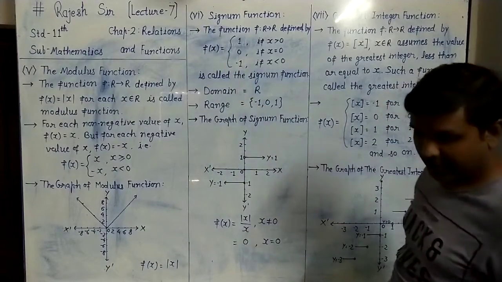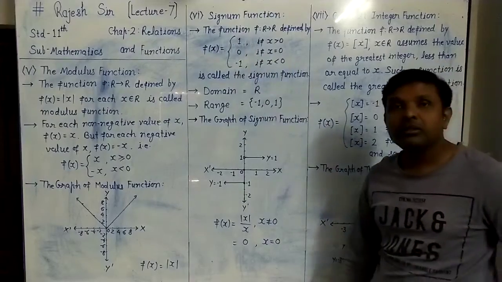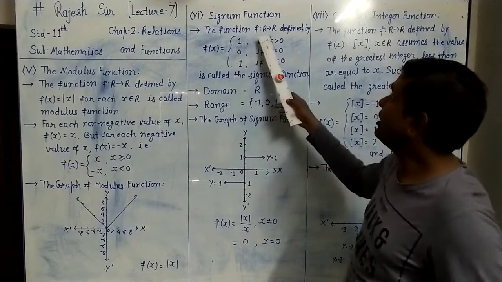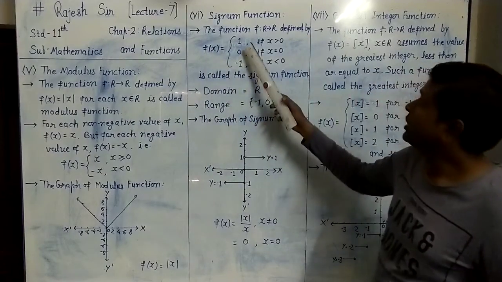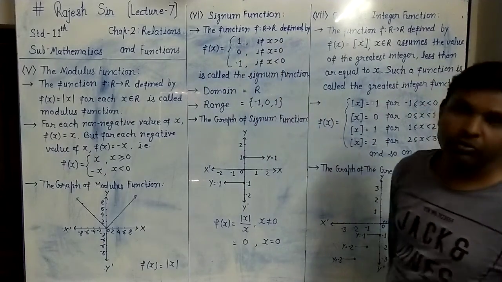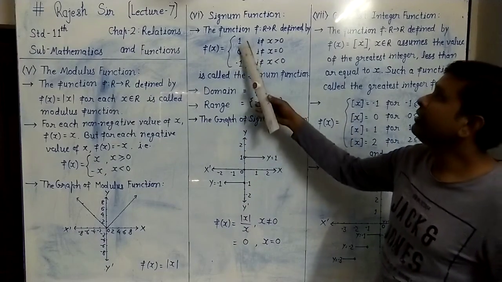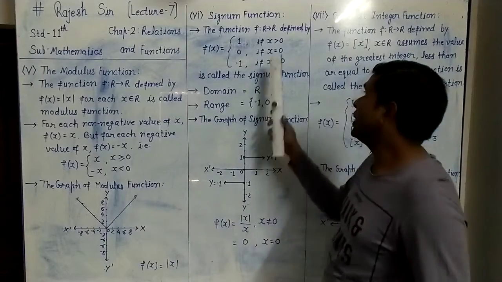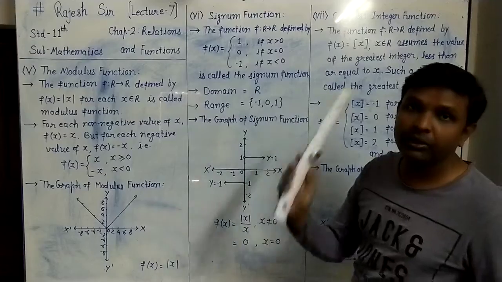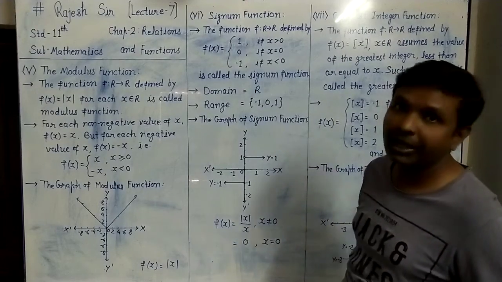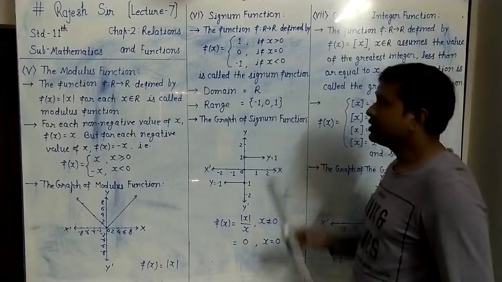Next, the sixth type of function is the signum function. The function f from R to R defined by f(x) equals 1 if x is greater than 0. For any value of x greater than 0, meaning all positive values, f(x) gives 1 only. For x equal to 0 it gives 0. For x less than 0, meaning all negative values, it gives minus 1 only. It's called the signum function.